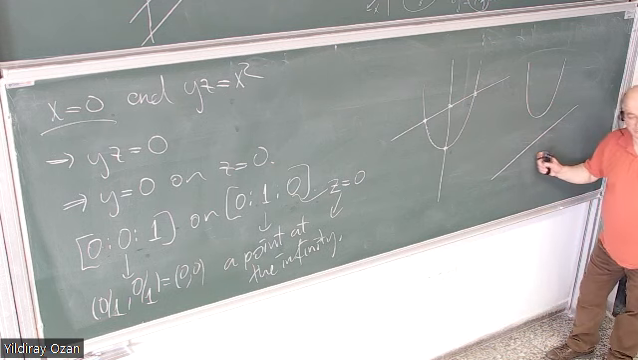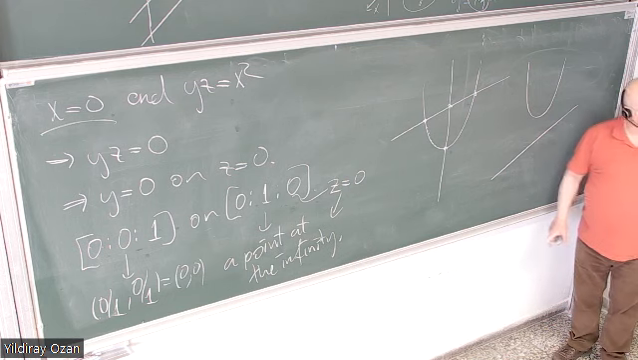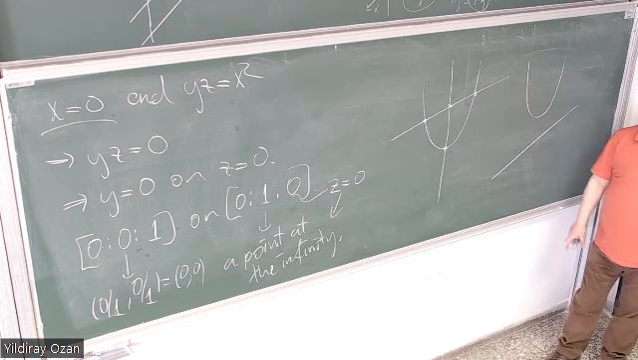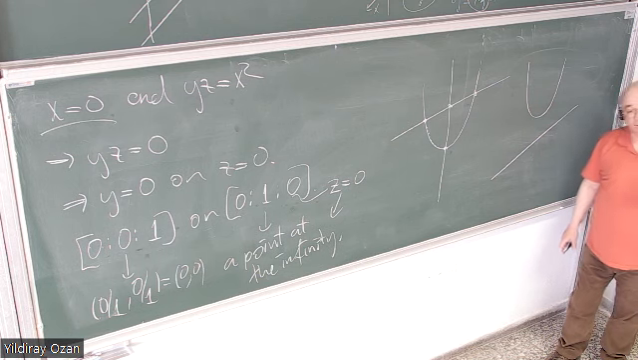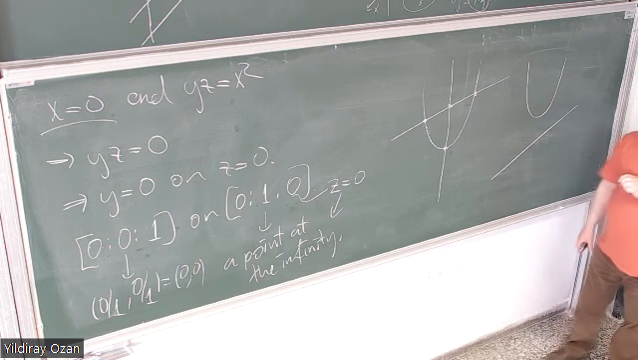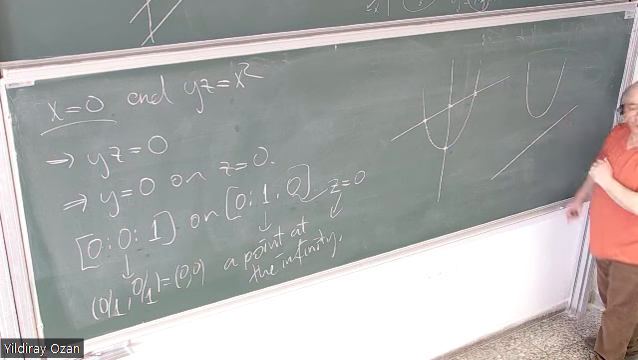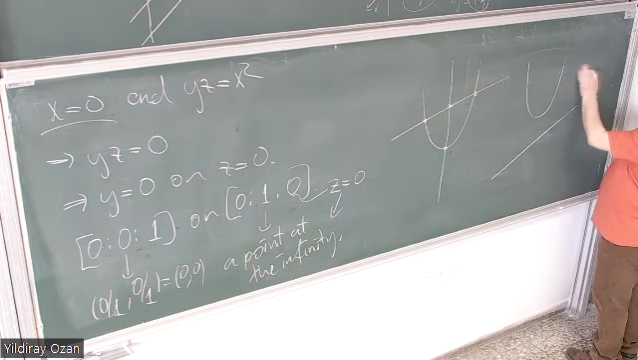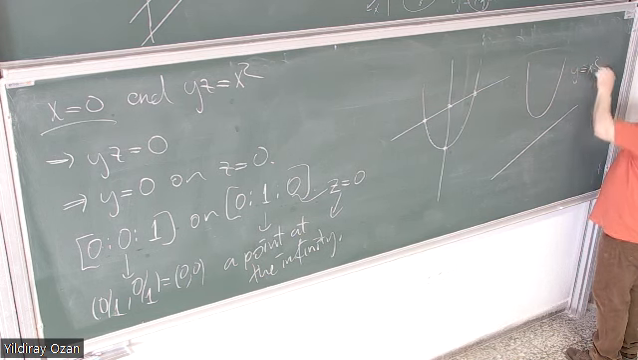Well, in real coordinates, yes, they do not intersect. But if you use complex coordinates, again, they intersect and exactly at two points. Okay? And that's the power of complex numbers. Now, what was our equation? This was y equals x squared.